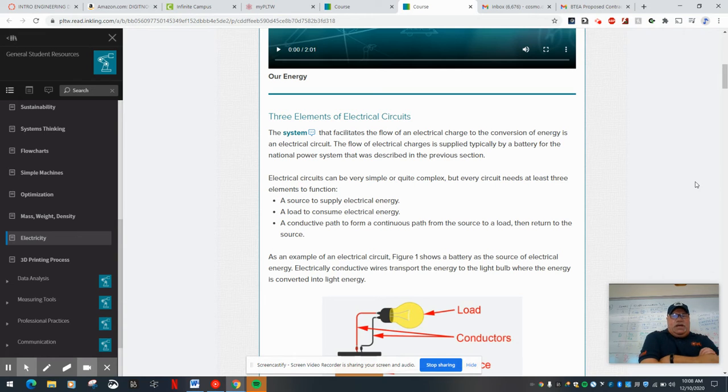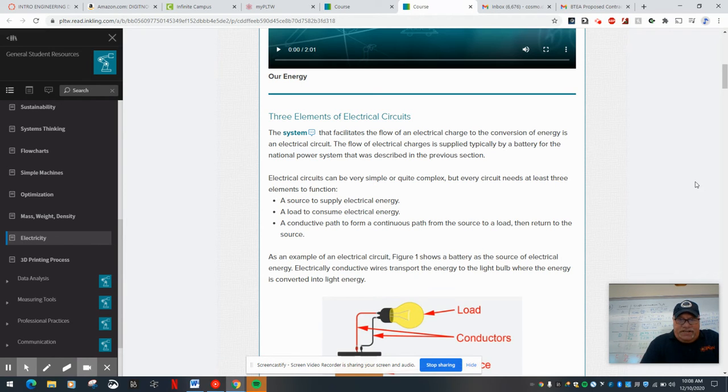So now we have the elements of an electrical system. The system that facilitates the flow of an electrical charge and the conversion of energy is an electrical circuit. All right, so the flow of an electrical charge is supplied typically by a battery, or for the national power system that was described in the previous section.